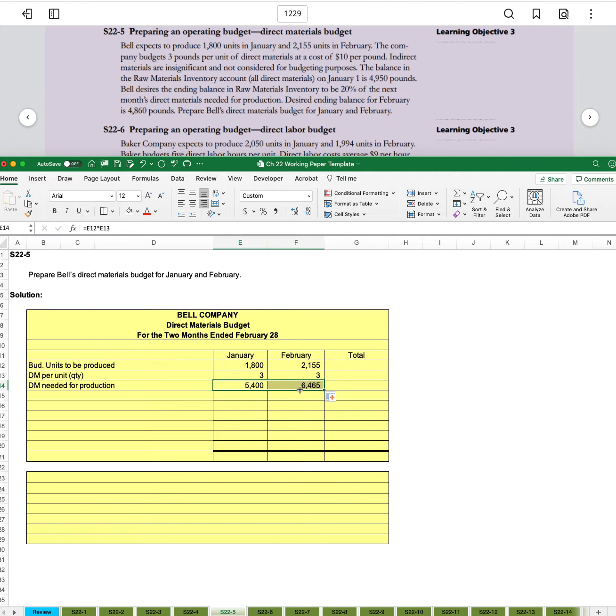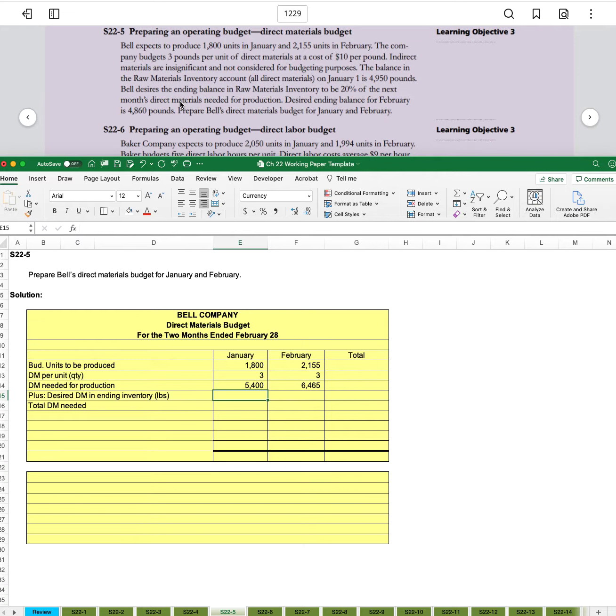Okay, then once we have direct materials needed for production, we need to add the desired direct materials in ending inventory. That's going to be in pounds. And that's going to give us total direct materials needed. And so as far as our desired direct materials in our ending inventory, the problem told us that we desire to have 20% of next month's materials needed.